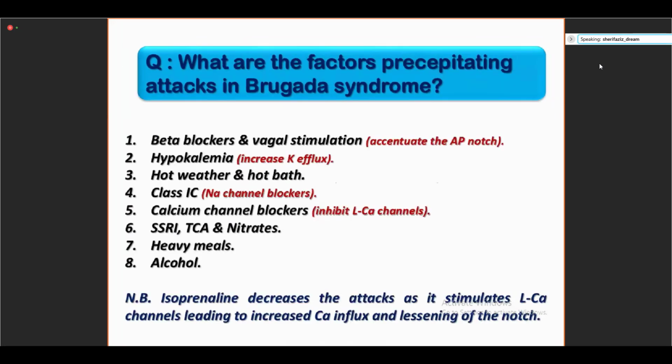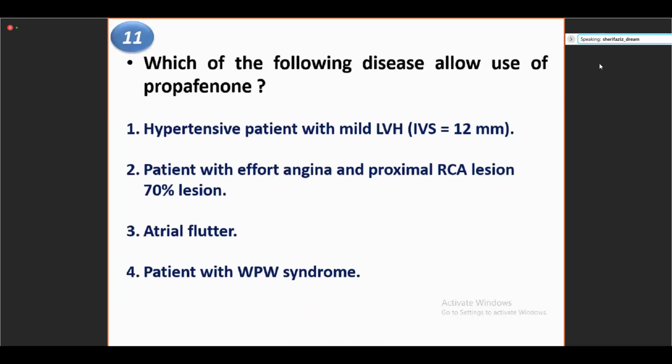So let's move to the next question, please, Dr. Ahmed. Which of the following diseases allows use of propafenone? Hypertensive patient with mild LVH, patient with effort angina and RCA lesion 70%, atrial flutter, patient with Wolff-Parkinson-White syndrome. So which of them can we use propafenone in, and which is not indicated? Can you show the answer, please, Dr. Ahmed?